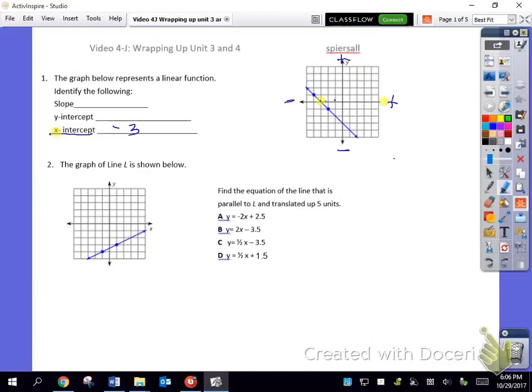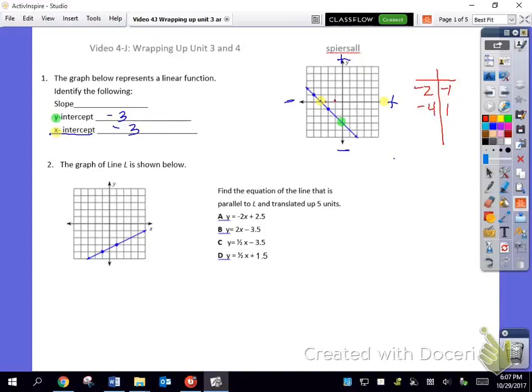The y-intercept is where it touches on the y. So that would be 1, 2, 3. That's also a negative 3. And the slope, now there's two ways you can find slope. You can either set up a t-chart and use the ordered pairs. So negative 2, negative 1, and 1, 2, 3, 4, negative 4, positive 1. You could certainly do that, or you could do the rise over run.